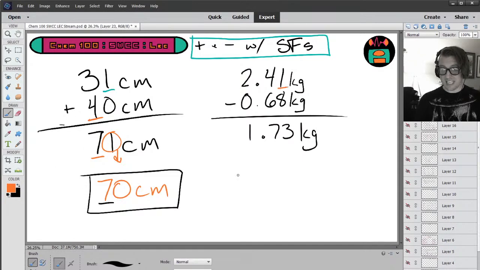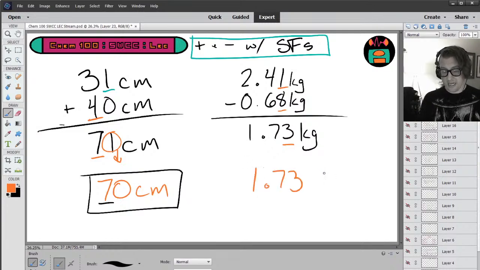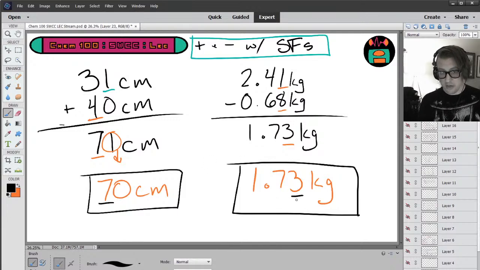2.41 has its last significant digit in the hundredths place. 0.68 also has its last significant digit in the hundredths place. And 1.73 also has its last significant digit in the hundredths place, so we do not need to round or anything. 1.73 kilograms is the correct answer, because the precision reflects the least precise number added and subtracted. In this case, it's a tie.